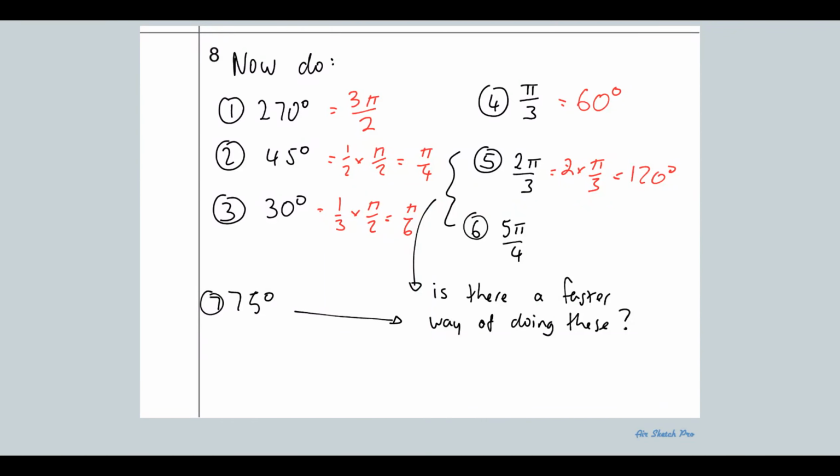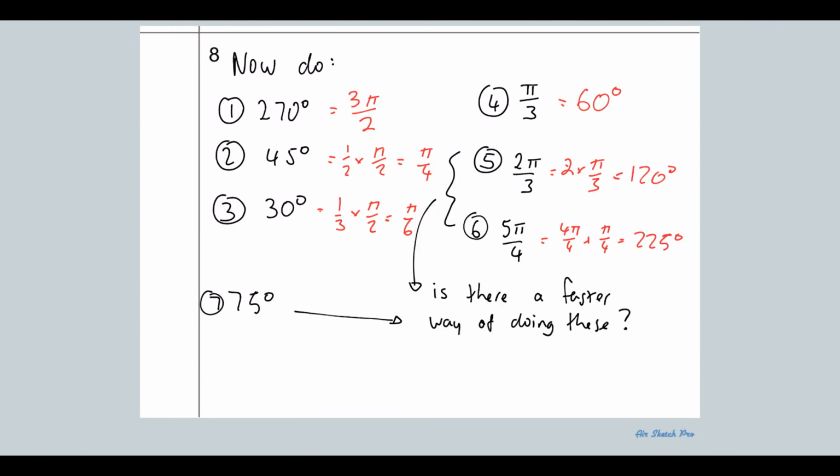5 pi on 4 is, well, that's 4 pi on 4 plus pi on 4. 4 pi on 4 is pi, which is 180, and pi on 4 is 45, so that must be 225 degrees. Does that make sense? So just stepping back a moment and looking at them might give you shortcuts to these things. 75 degrees was the hardest one to do.